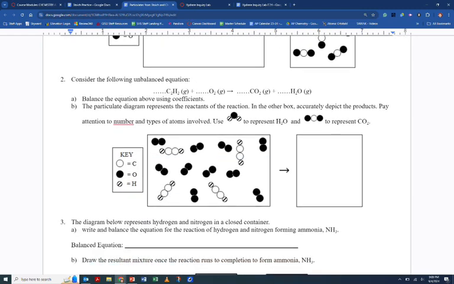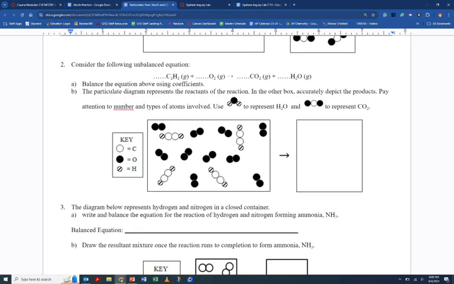Similar stuff is happening in number 2. I've got a reaction. You need to balance that first. That's going to help you with what you're doing down below. Then I've given you the reactants, and I want you to draw the products. Notice how I have told you the H2O and CO2, what they represent and what they look like, so that it's not just 3 random circles connected to each other. One is a little more of a V, one is more of a straight line, colored, of course, to match the key that we have here.